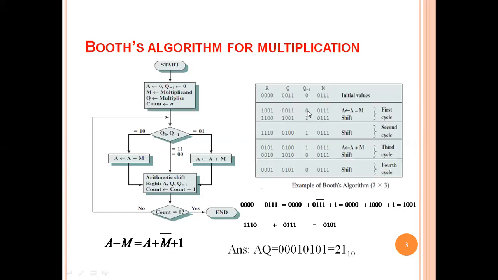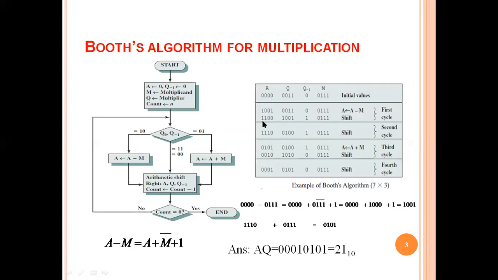So if I do a one bit arithmetic right shift, what will happen? This 1 will come here. This 1 will come here. This 0 will come here. This 0 will come here. This 1 will come here. This 0 will come here. This 0 will come here. This 1 will come here. And this is arithmetic right shift. What is the sign bit of A? The sign bit of A is 1.